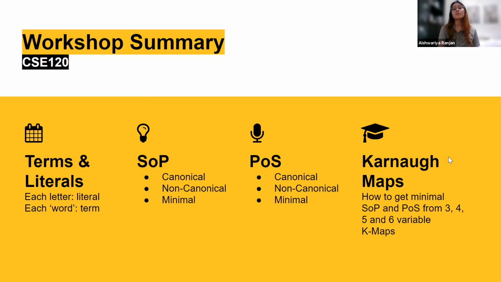And then we discussed how to get the minimal SOPs from Karnaugh maps, from 3-variable, 4-variable, 5-variable, and 6-variable Kmaps. So that's all I have for you today.